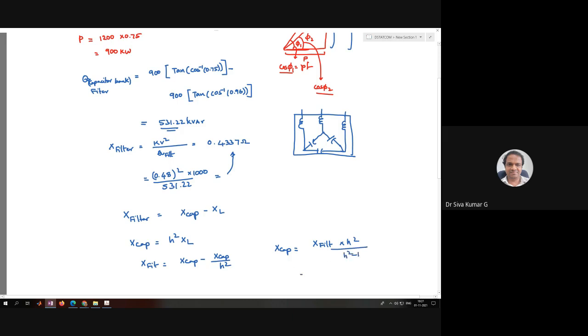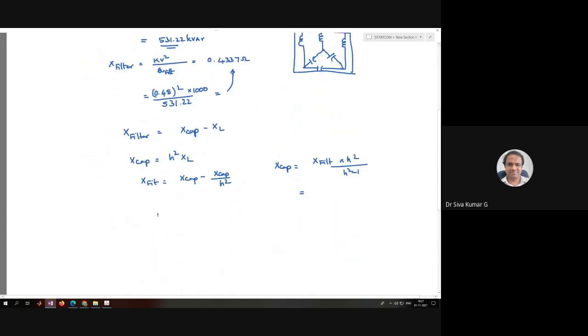We will get the X cap reactance if you substitute H. The H value we have taken is 4.7. We can substitute over here: 0.4337 into 4.7 square by 4.7 whole square minus 1. We get the value of this as 0.4543.